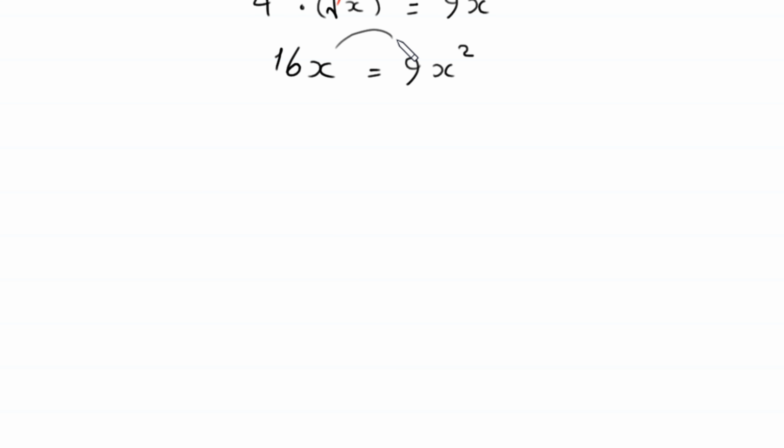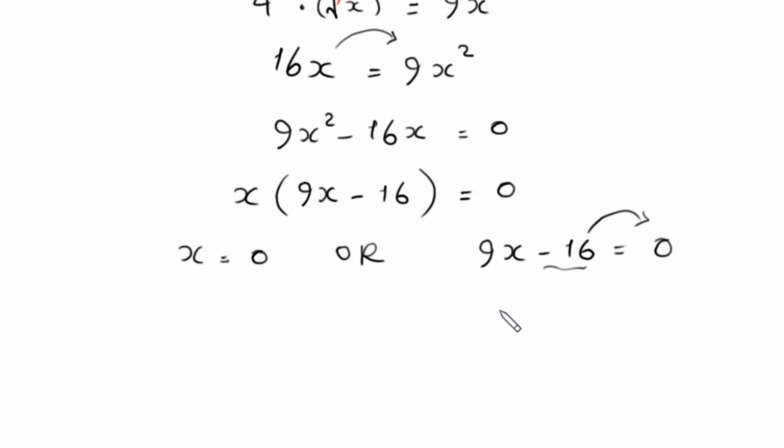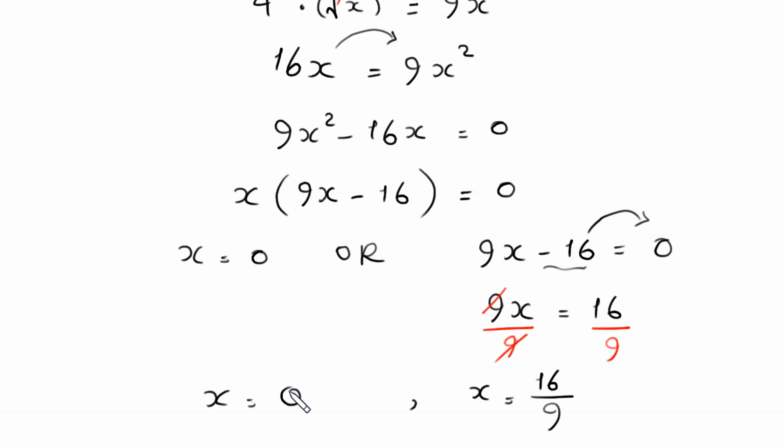Now we move this 16x to the right hand side, so this will become 9x squared minus 16x is equal to 0, and we factor out x. This will become x times 9x minus 16 is equal to 0. From here either x is equal to 0 or 9 times x minus 16 is equal to 0. We move this negative 16 to the right hand side, then 9 times x is equal to 16, and if we divide both sides by 9, then this 9 will be cancelled out with this 9, and we get the value of x is equal to 16 over 9, and from here we get the value of x 0. So we have two values of x, 0 and 16 over 9.